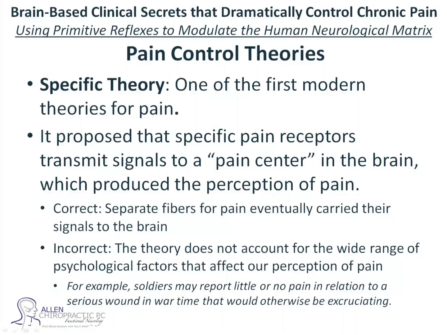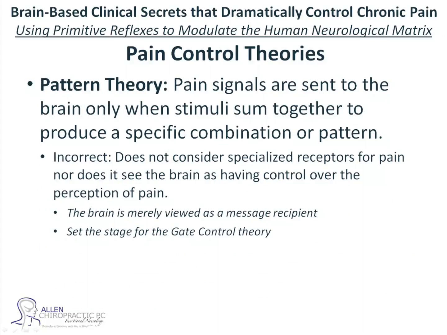pain. And this theory was correct in that it perceived that separate fibers for pain eventually carried their signals to the brain, but it was incorrect because it didn't account for the wide range of psychological factors that affect our perception of pain. An excellent example is a soldier on a battlefield who has little or no pain yet has a severe wound, and another soldier who has no tissue damage at all but can be perceiving a lot of pain. So that's how that theory works.